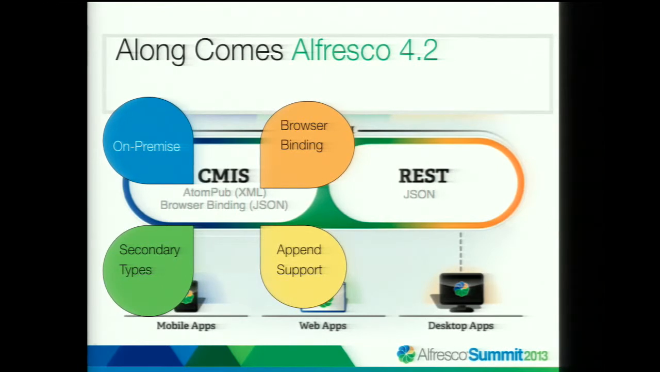I know Ian, who had done the session here before me, was talking about XML and all the things you could do with XML. And I like XML. I've done some of the things he was talking about with XSLT and XForms. I'm not against XML, but with the browser binding, we get a lot more. We have secondary types, and I'll talk about what we've done there, because CMIS actually is a reflection of what Alfresco already implemented and the concepts that Alfresco had even before that around aspects. So you'll see that. And one of my personal favorites, which is append support, and I'll explain why I think that's important a little bit later.